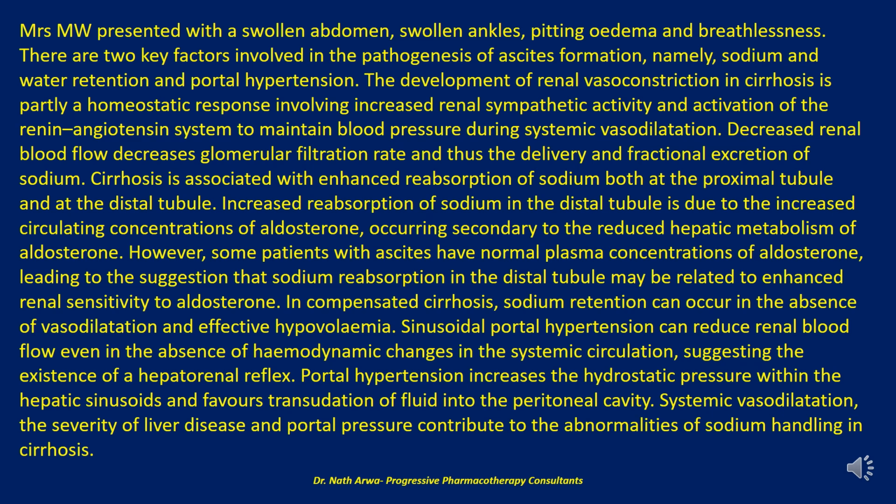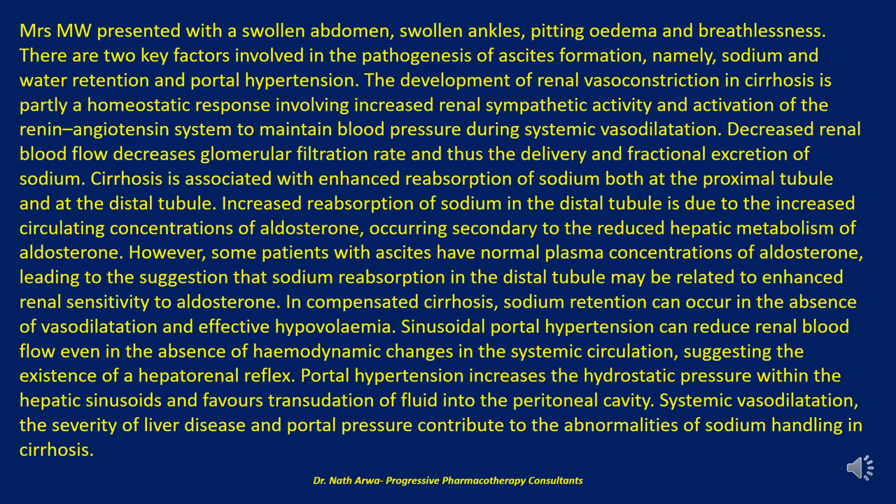The development of renal vasoconstriction in cirrhosis is partly a homeostatic response involving increased renal sympathetic activity and activation of the renin-angiotensin system to maintain blood pressure during systemic vasodilatation. Decreased renal blood flow decreases glomerular filtration rate and thus the delivery and fractional excretion of sodium. Cirrhosis is associated with enhanced reabsorption of sodium, both at the proximal tubule and at the distal tubule.